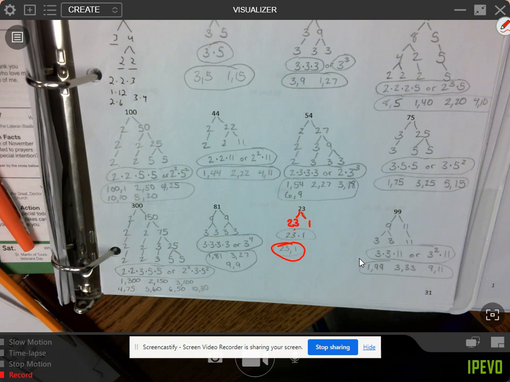There is a prime, right? So always make a tree. Sometimes just know it might be a small tree. Sometimes it's going to be a really big tree. It just depends on the number and how many times we have to break it down.